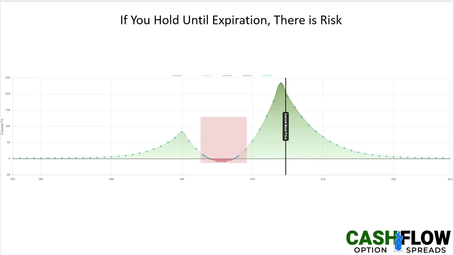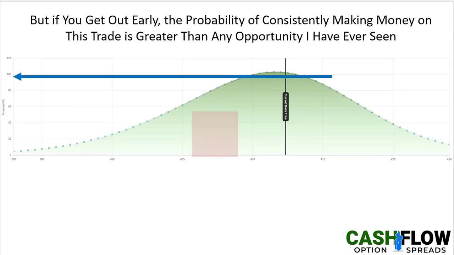zone materializes. So if you hold until expiration, there is risk. Or if you hold too long, there is going to be risk. I'm not going to put an absolute time frame on it. It might be a few hours before expiration. I've seen the day of expiration, and this trade is fine. I've seen similar trades where you start to get into that dead zone a little bit the day before, maybe in the afternoon. But before that, there's plenty of time to exit at a profit. So if you hold on until expiration, there absolutely is risk with this trade. If you get out early, the probability of consistently making money on this trade is greater than any opportunity I have ever seen. And that says something.